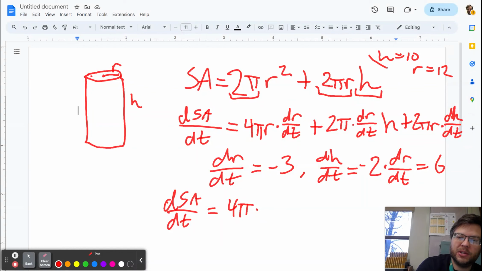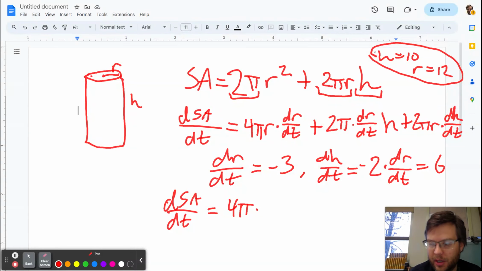And I want to mention something here. Notice that I did not plug those in to the original equation. I saved them until I took the derivative. You want to take the derivative of the equation that has letters in it. Otherwise, you're going to get lots of zeros because you're taking the derivative of things with numbers.